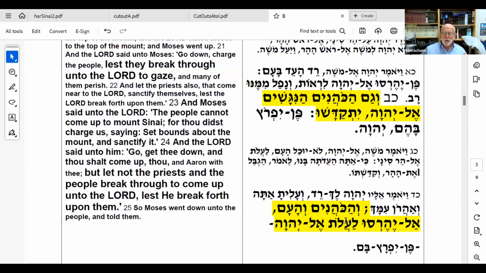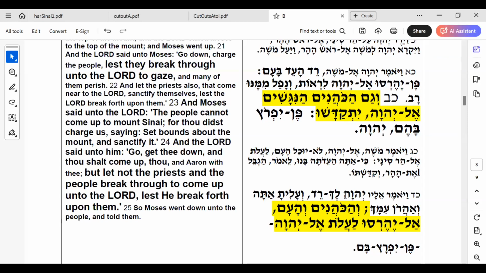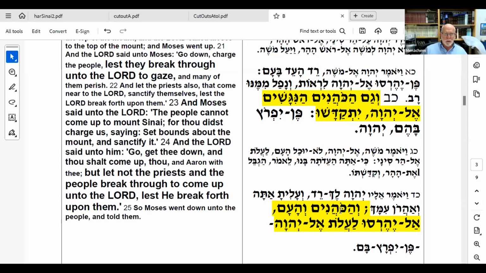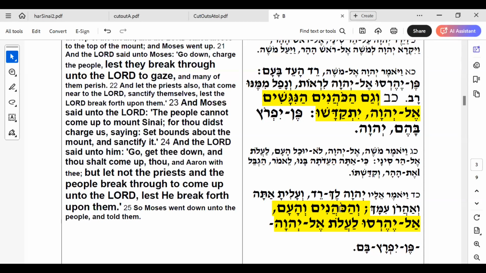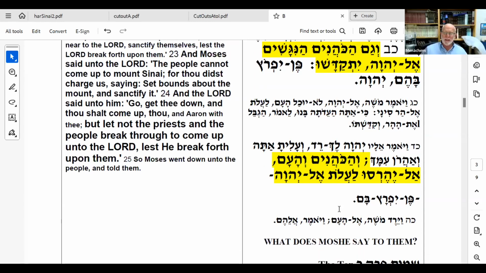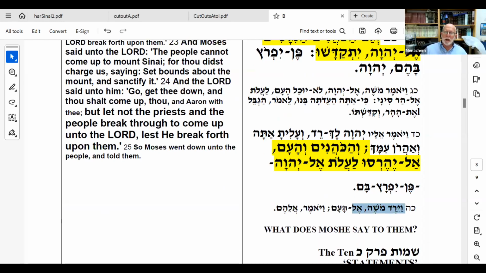Now, what should Moshe do? What should Moshe do right now? God told Moshe, go back down. Go down and make sure, and tell the people what? Back off. Back off, yeah. And then afterwards he should come up, right? What happens next? Vayered Moshe la'am, vayomer alehem. What did Moshe tell them?